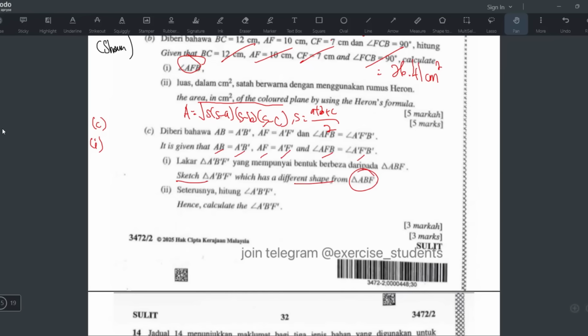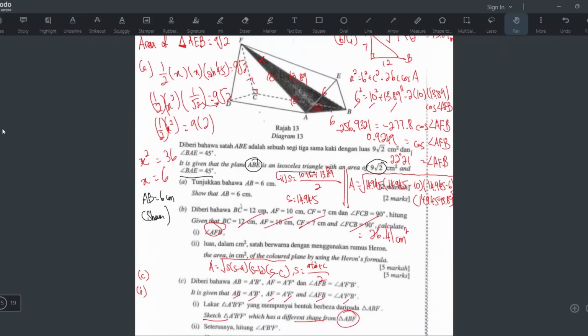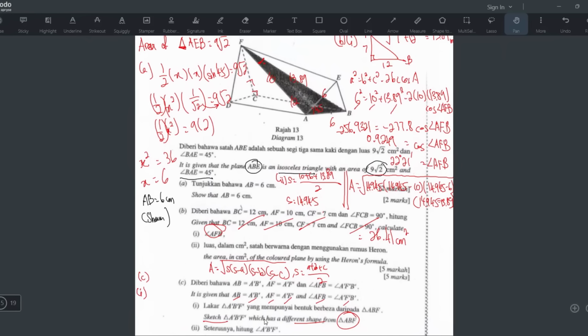So let's go to the ABF triangle. This one is black color, and they want you to sketch a new triangle which has a different shape from this. But they mention some conditions here, so let's go through them. First thing first, the length AB has to stay the same, so the 6 has to stay the same. AF also has to stay the same. So let's highlight that using a red color pen. The lengths have to be the same.